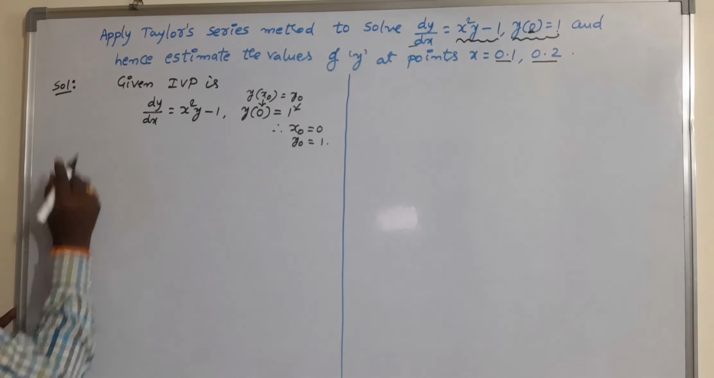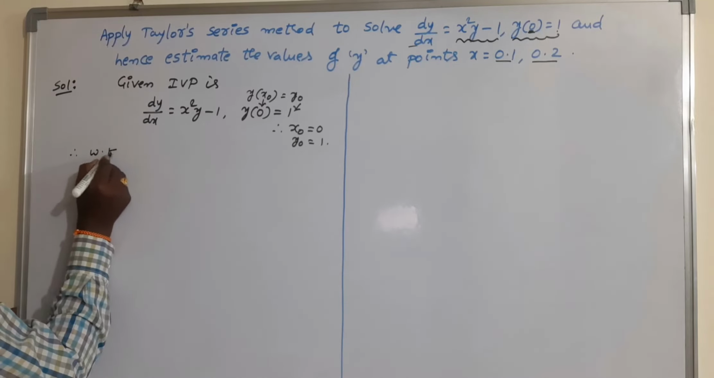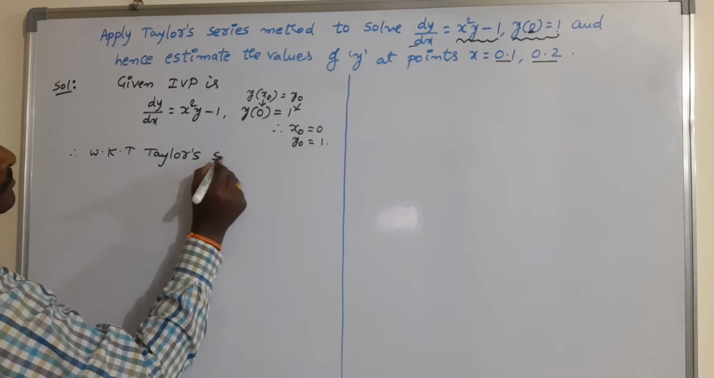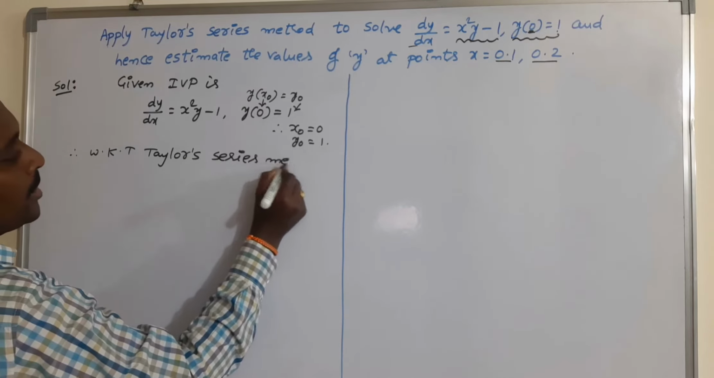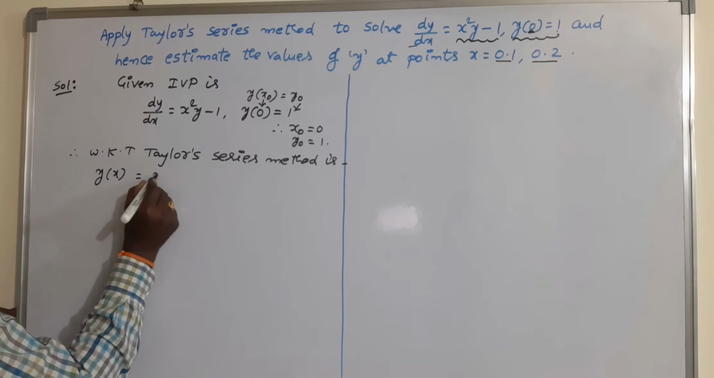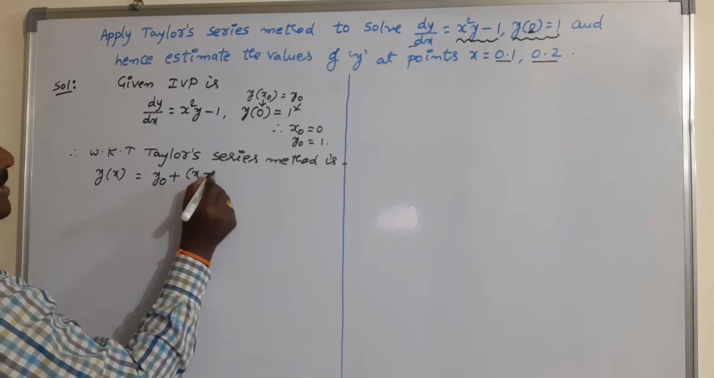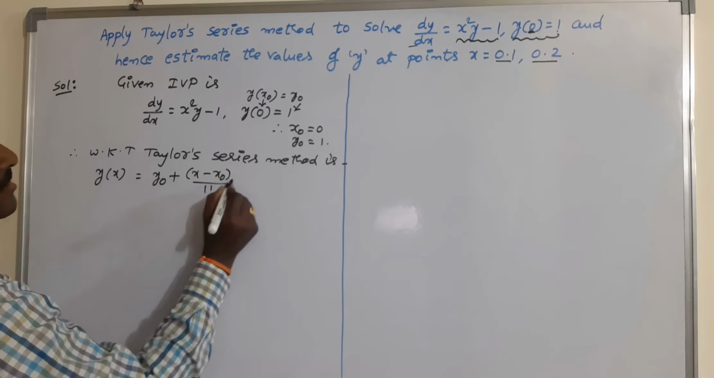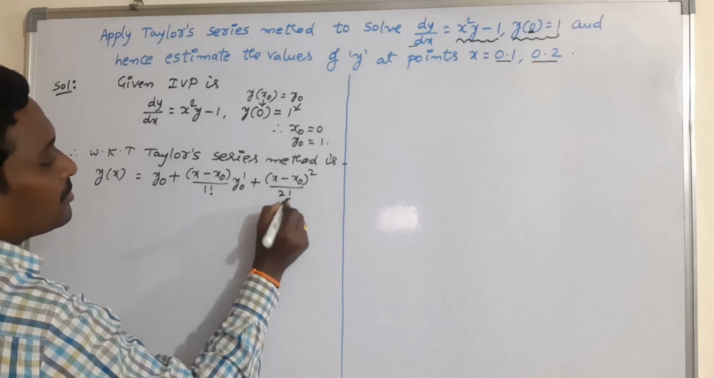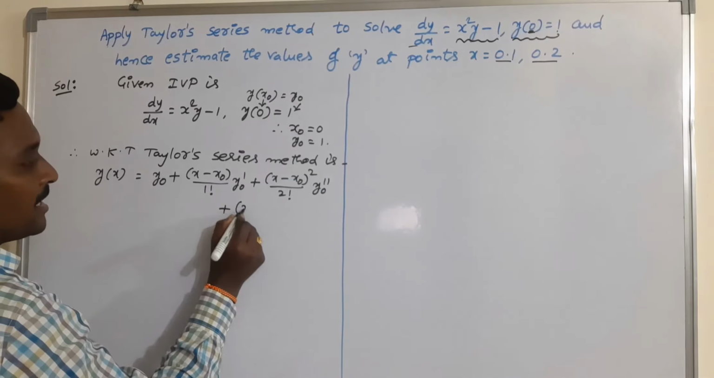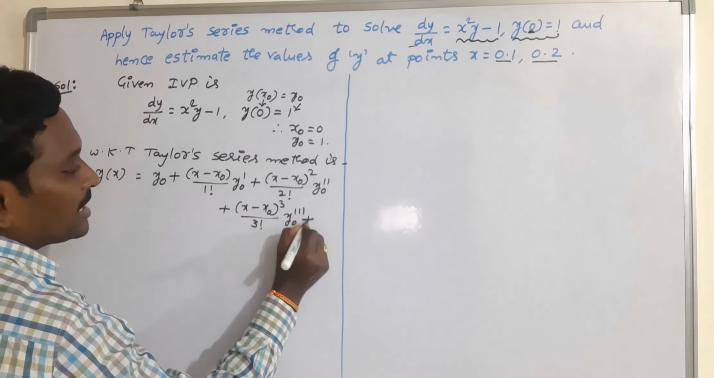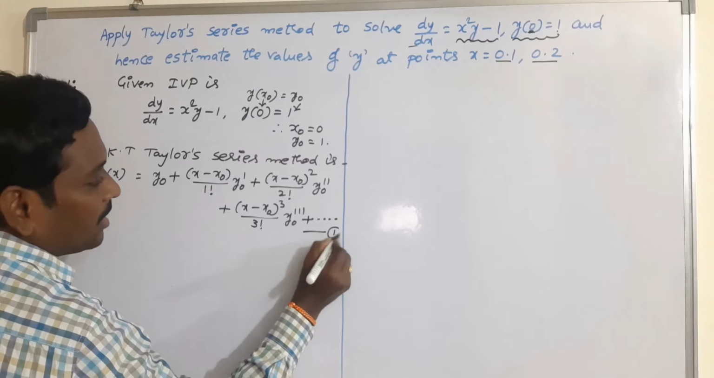Okay. So now write the formula of Taylor series method. We know that the Taylor series method, also known as Taylor series expansion, is y at x is equal to y naught plus x minus x naught whole power 1 over 1 factorial into y naught dash plus x minus x naught whole square by 2 factorial into y naught double dash plus x minus x naught whole cube by 3 factorial into y naught triple dash plus so on. So take it as equation number 1.